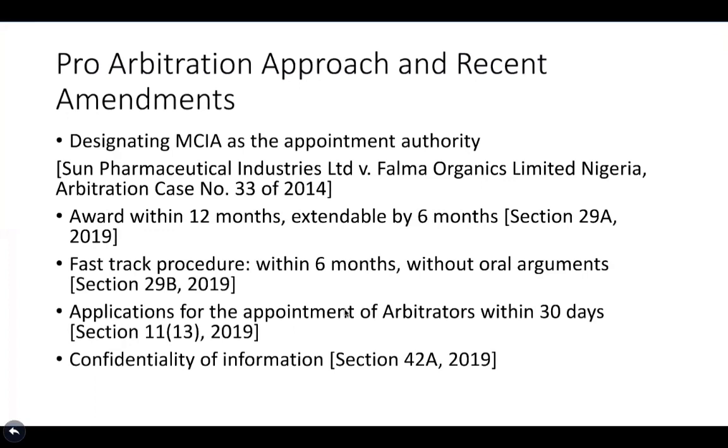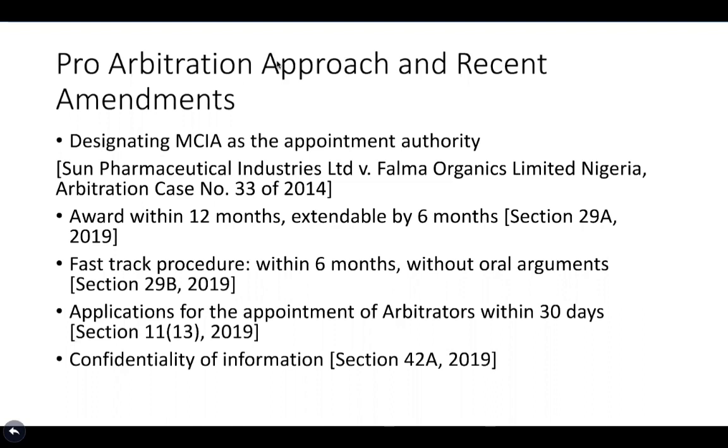Let's look at some of the pro-arbitration approach and the recent amendments. One of the recent judgments actually designated MCIA, the Mumbai Center for International Arbitration, as the appointing authority, which was welcomed by the international arbitration experts. So that was one of it.